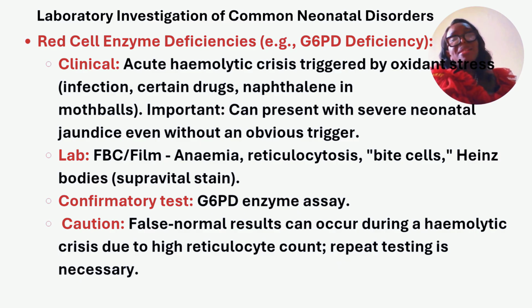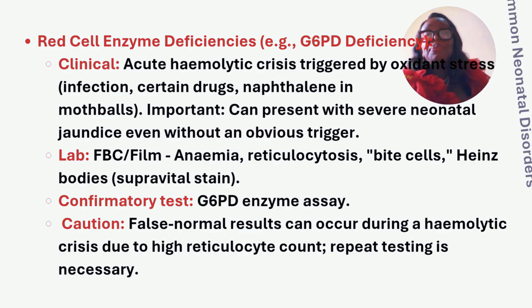Laboratory tests: we can do a full blood count and film reading. Anemia will be present, reticulocytosis will be present, and you can have bite cells and Heinz bodies, which can also be present with supravital stain. For the confirmatory test, you can do the G6PD enzyme assay. Caution: a false normal result can occur during a hemolytic crisis due to a high reticulocyte count. Repeat testing is necessary to actually confirm whether it is G6PD deficiency.